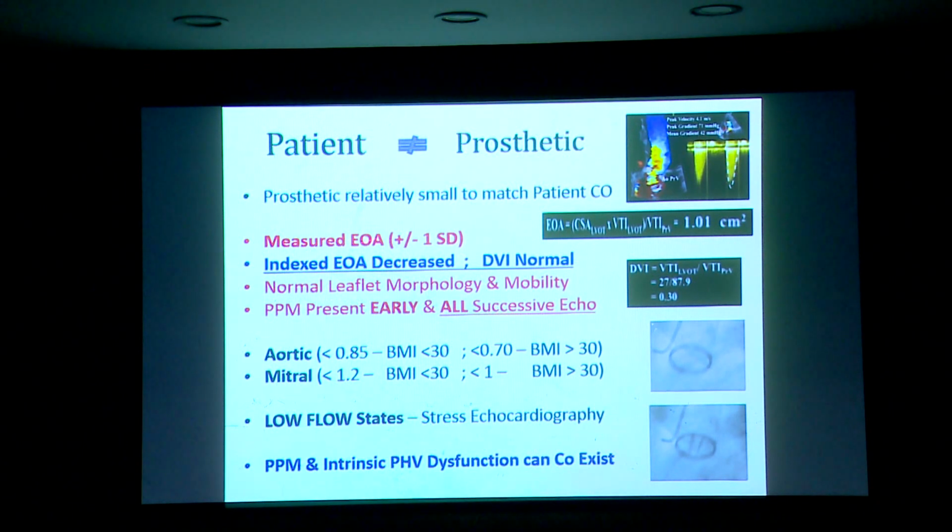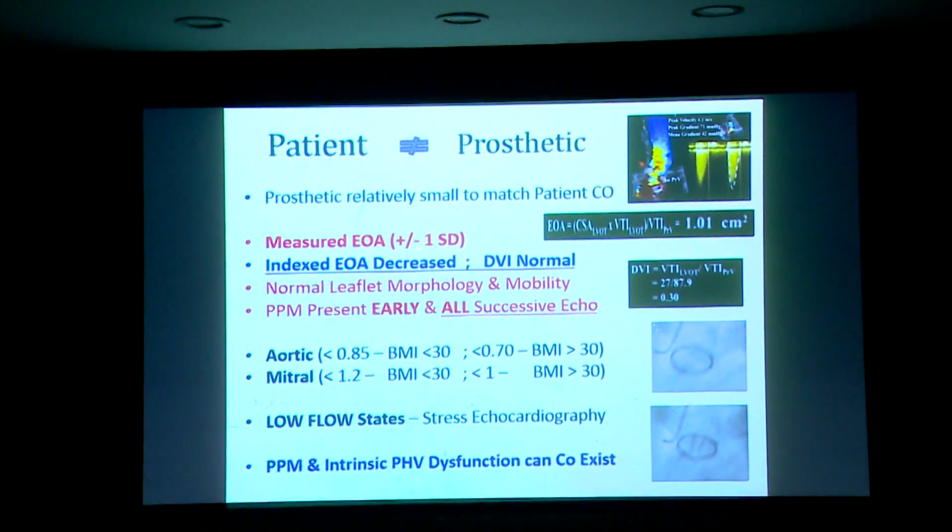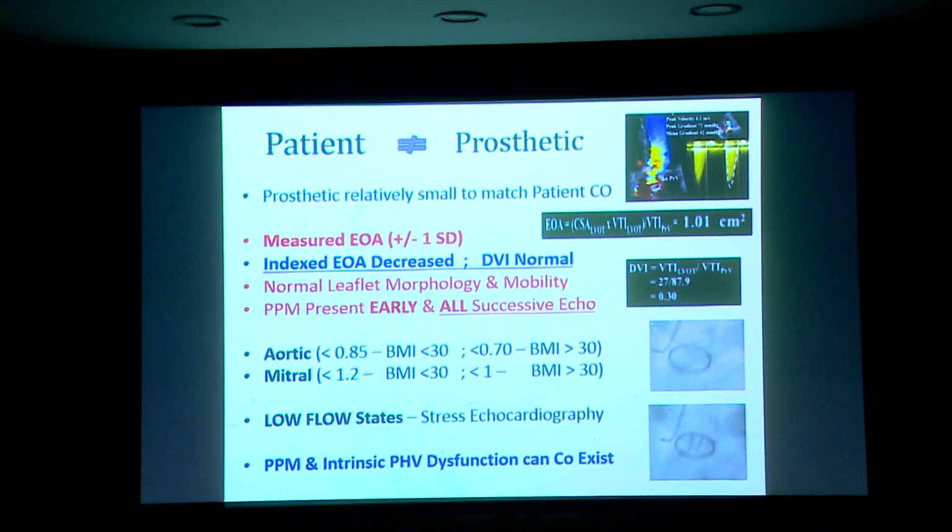But the most classical defining parameter is the indexed EOA. You measure the EOA and divide by body surface area, and you get the indexed effective orifice area. This is the one which is decreased in patient prosthesis mismatch, and the rest, the DVI and the EOA, remain normal. Also, if you check the leaflet morphology on echo, fluoroscopy or CT, the leaflets are normal. Leaflets are normal, DVI is normal, the velocity ratio is normal, but only the indexed EOA is reduced. That means there's a prosthesis mismatch.